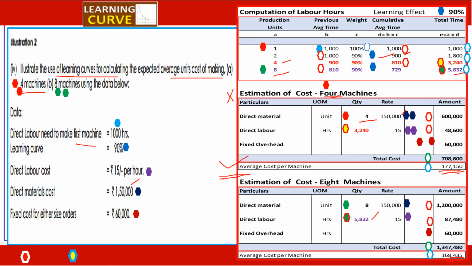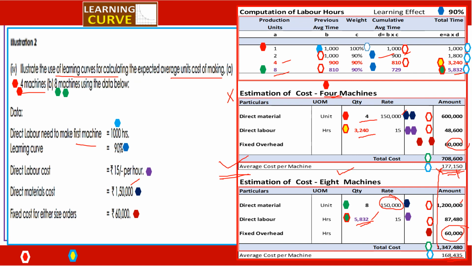Effectively, what we are suggesting is if I receive an order for 4 machines only, I can quote 1,77,150 plus profit. Whereas if I receive the order for 8 machines, I can offer instead of 1,77,000, I can offer at 1,68,435 plus profit. And this saving between the two, as you will see, it has not come from fixed cost. Fixed cost is already there. It has not come from materials because material cost is fixed at 1,50,000.